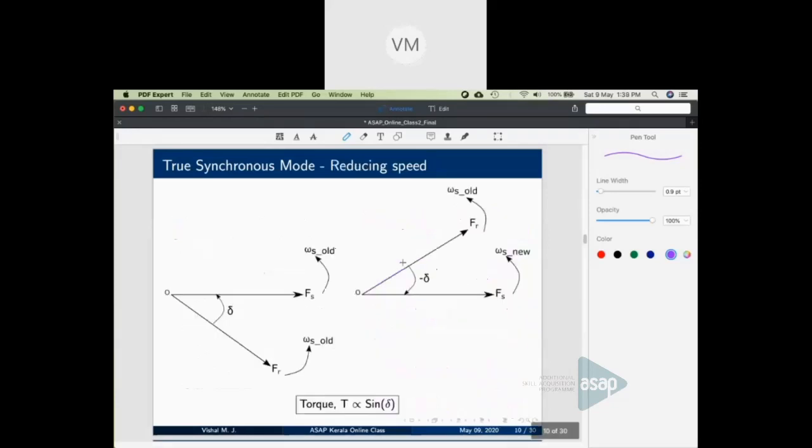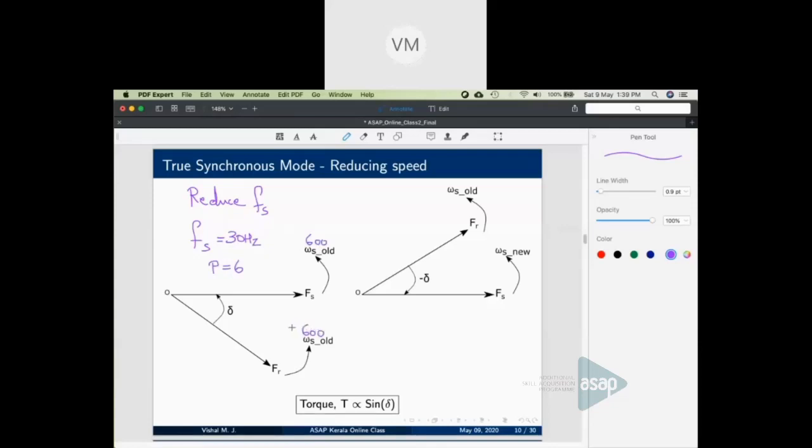Now what if I want to reduce the speed? The answer is you have to reduce the stator frequency. Now consider the same case as earlier. Let Fs be 30 Hertz. Number of poles is 6. What is the speed? It is 600 rpm. This was also 600 rpm.